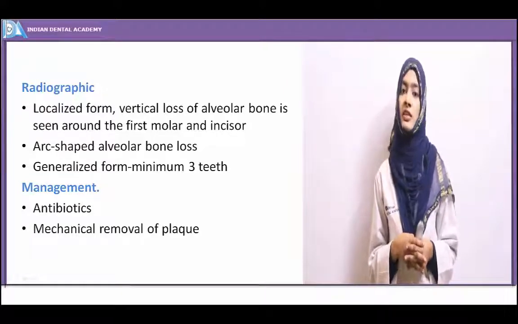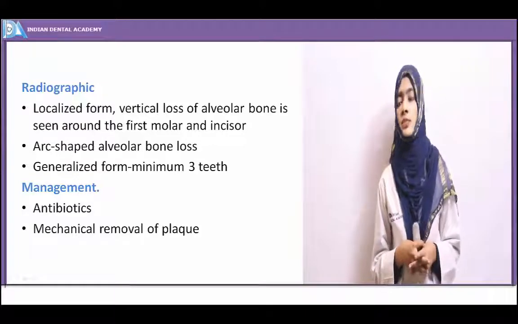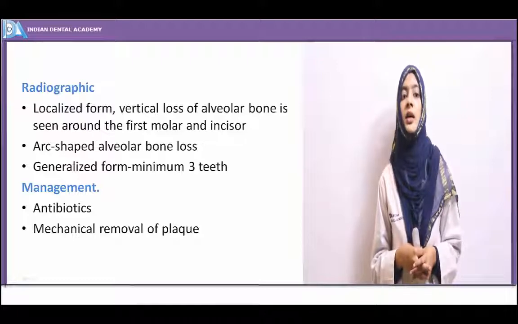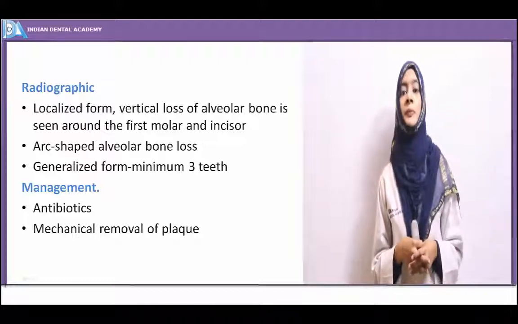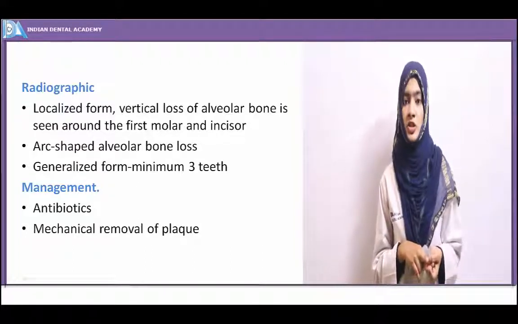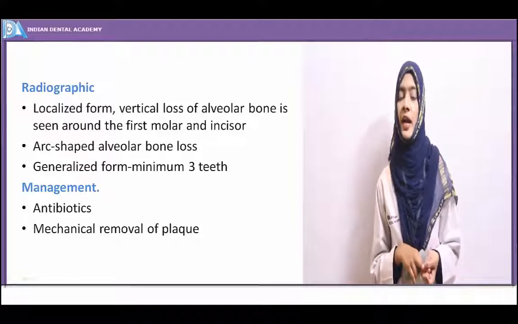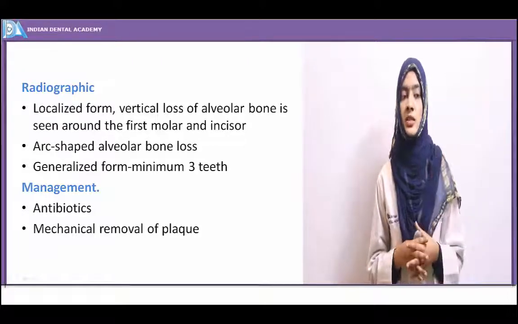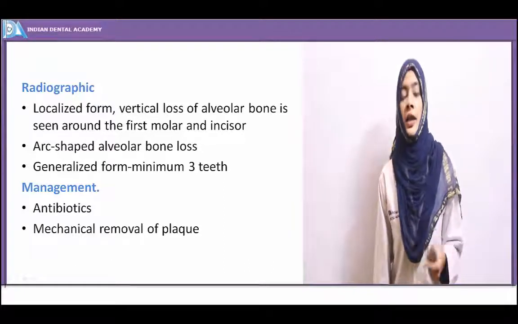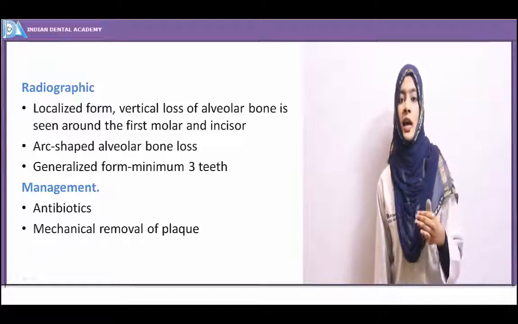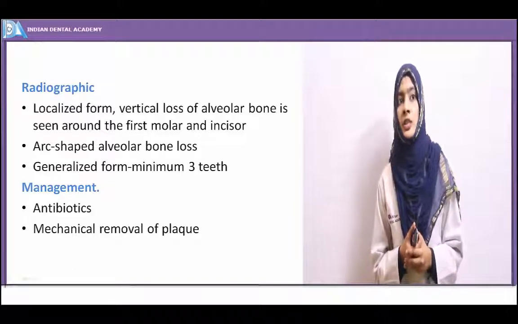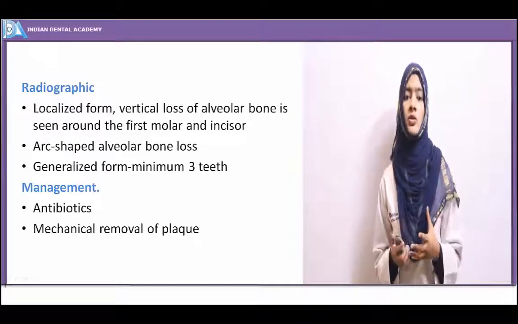Generalized form, minimum three teeth should show vertical bone loss. Management for aggressive periodontitis is nothing but scaling and root planing initially, and then pocket elimination procedures have to be carried out. Gingivectomy may be carried out, and antibiotics are given systemically and topically to control the microbial infection, and mechanical removal of plaque and calculus is carried out. Sometimes flap surgeries have to be carried out in individuals, and systemic antibiotics are of more use in case of aggressive periodontitis.